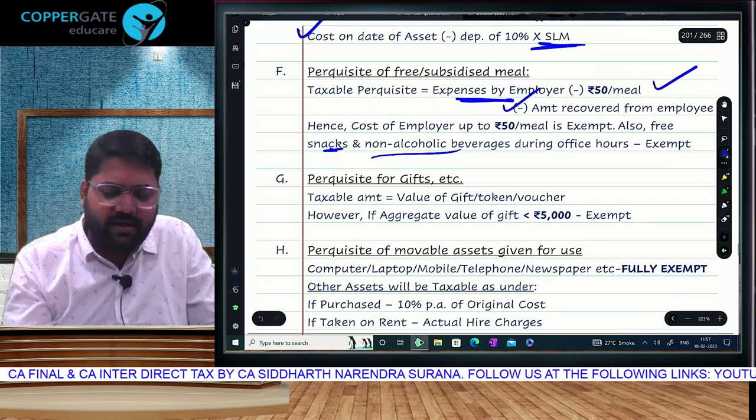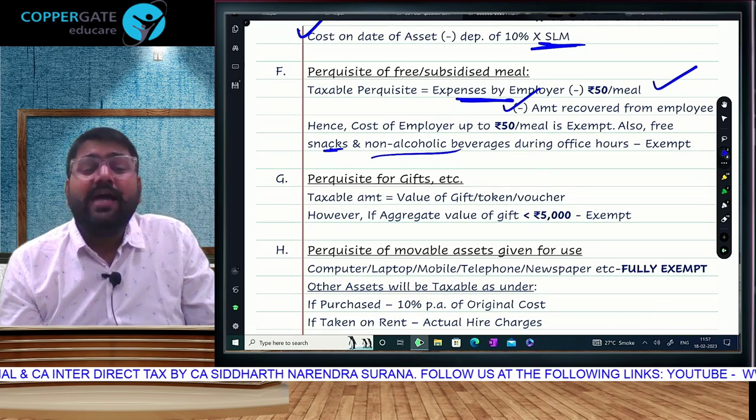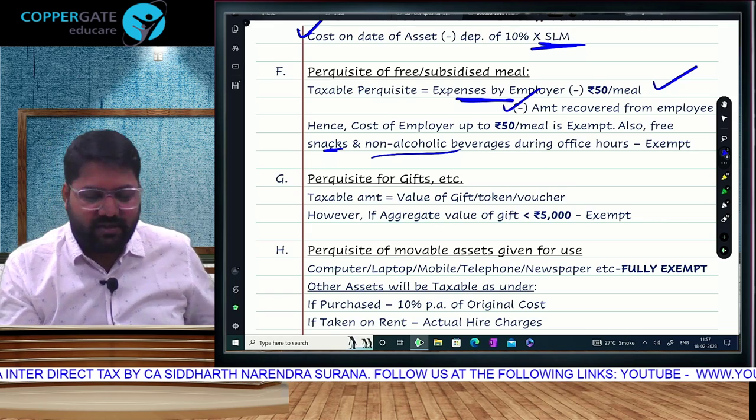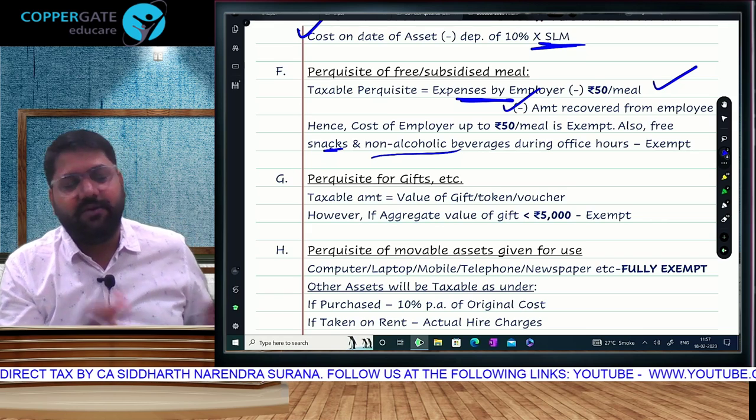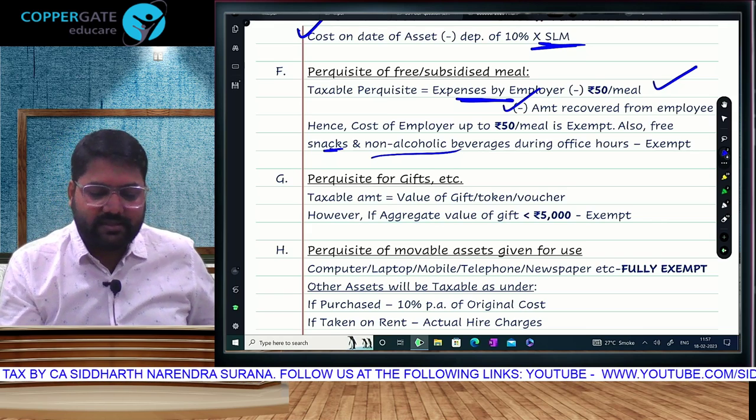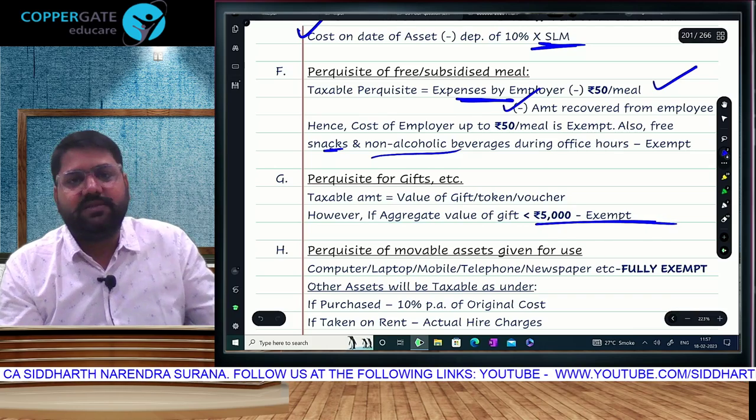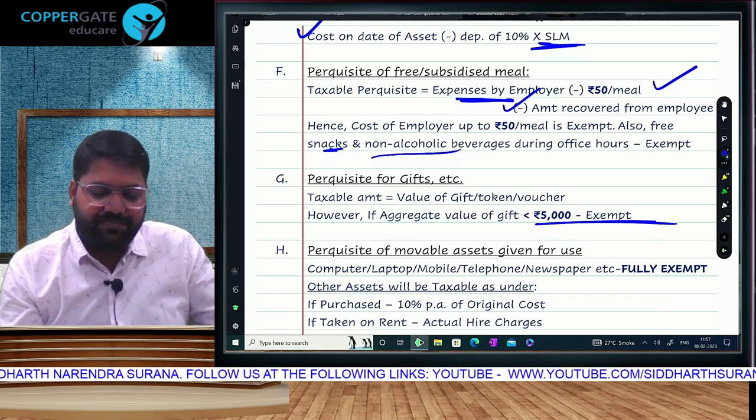Okay. Gift: if it is a gift in cash, in excess of 5000 it is taxable. Or if it is a gift in cash, it is going to be taxable. However, if the aggregate value is up to rupees 5000, then it is going to be exempt.